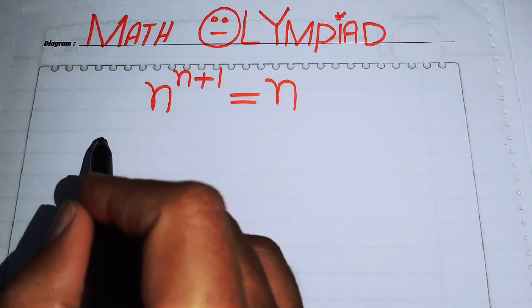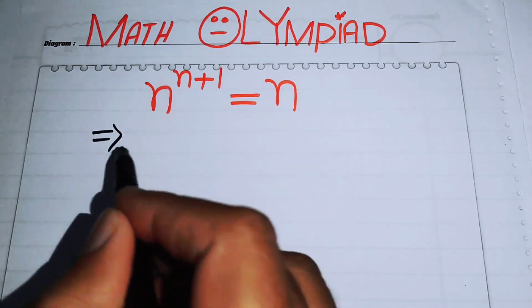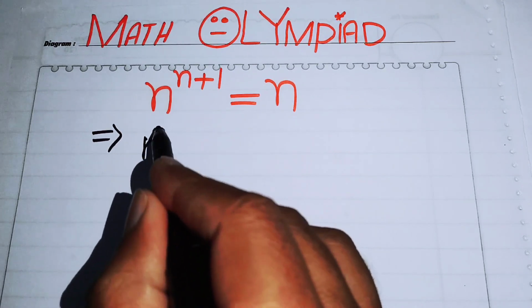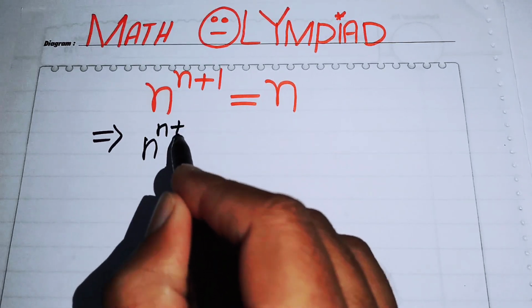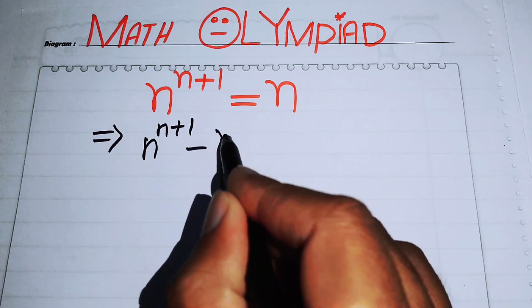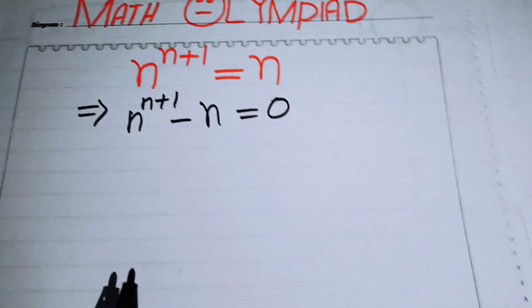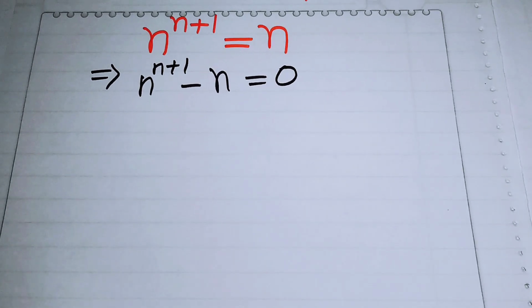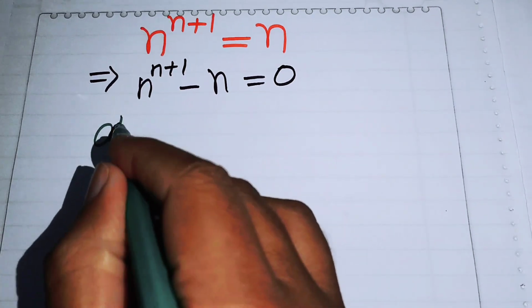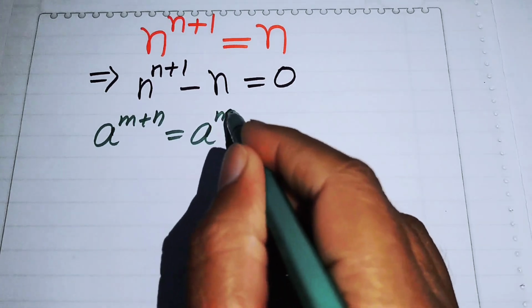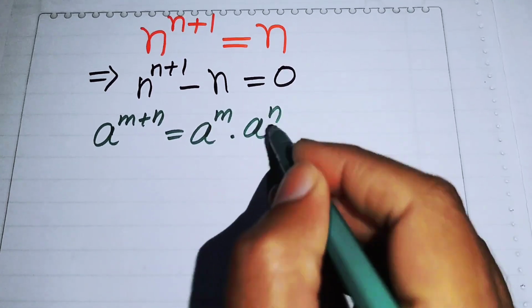Now the very first thing we are going to do is move this n to the left hand side, and you will get n to the power of n plus 1 minus n equals 0. In the next step we will use a nice exponential law, and you know about this law: a to the power of m plus n equals a to the power of m times a to the power of n.